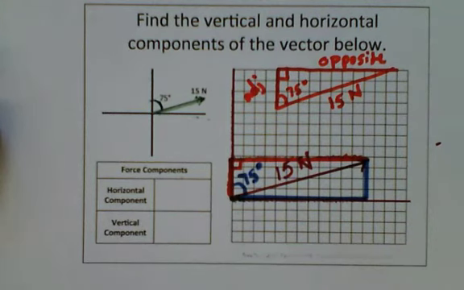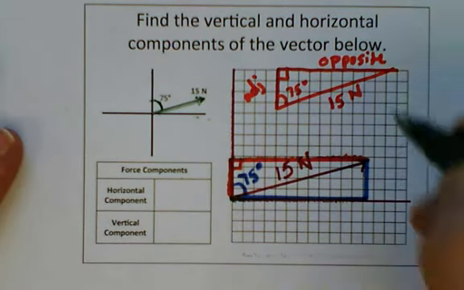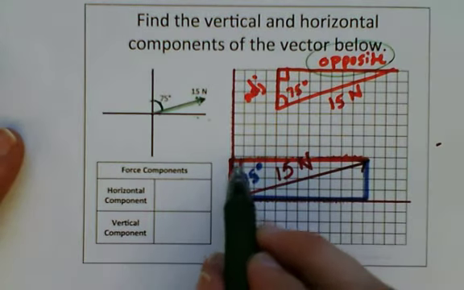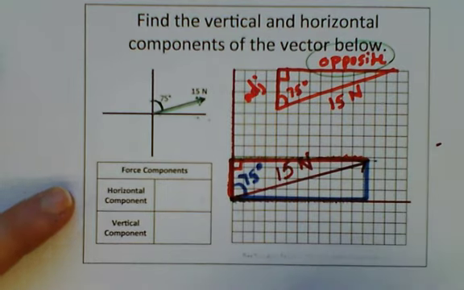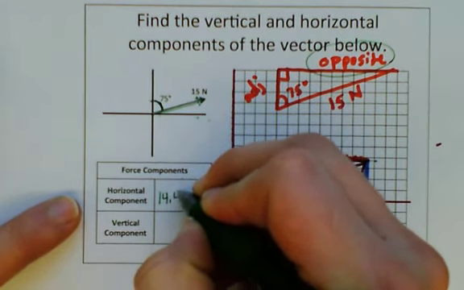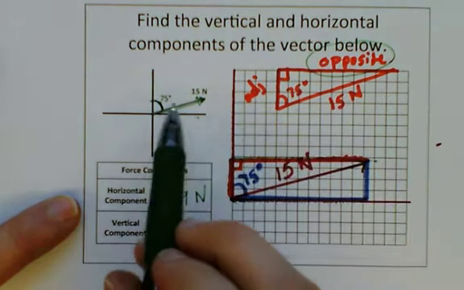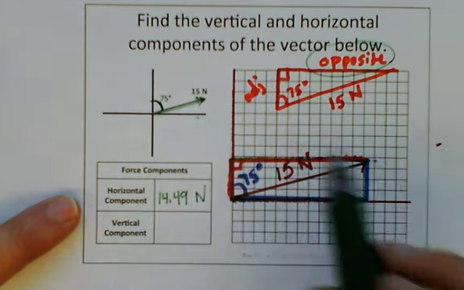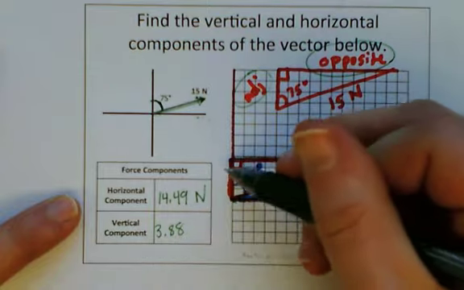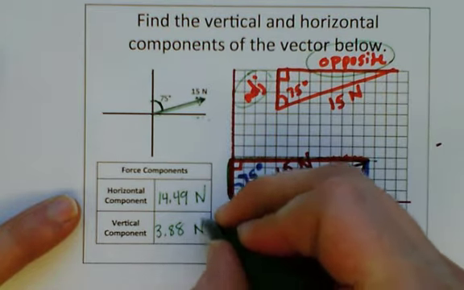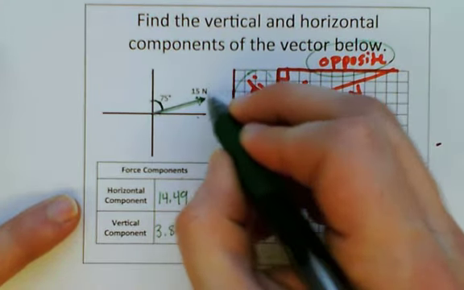Be careful when you take those values and plug them back in up here. Remember that the opposite we calculated was 14.49, but this time the opposite represents the horizontal component of the vector, not the vertical component. So opposite 14.49 goes here, and it's positive because we point to the right. The adjacent was 3.88. We can see that that's the vertical component, and it's also positive because our vector points upwards.